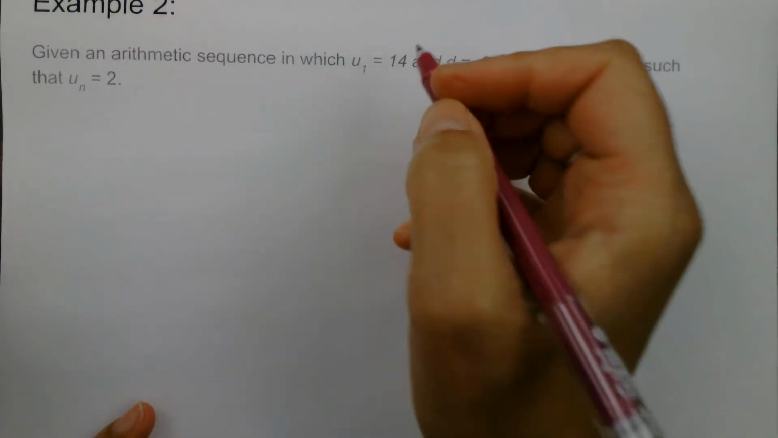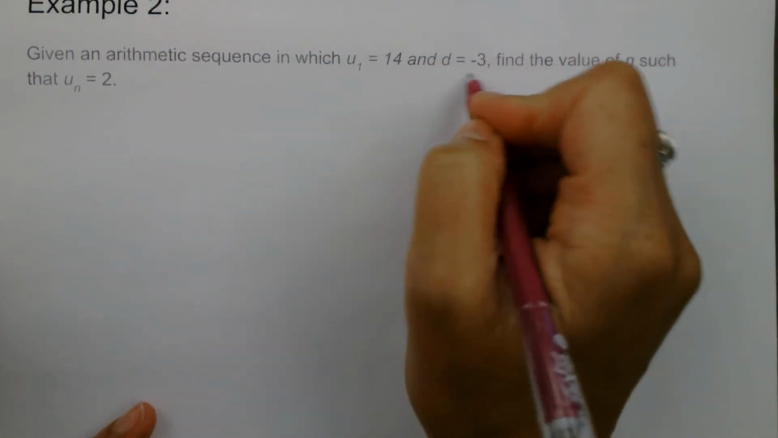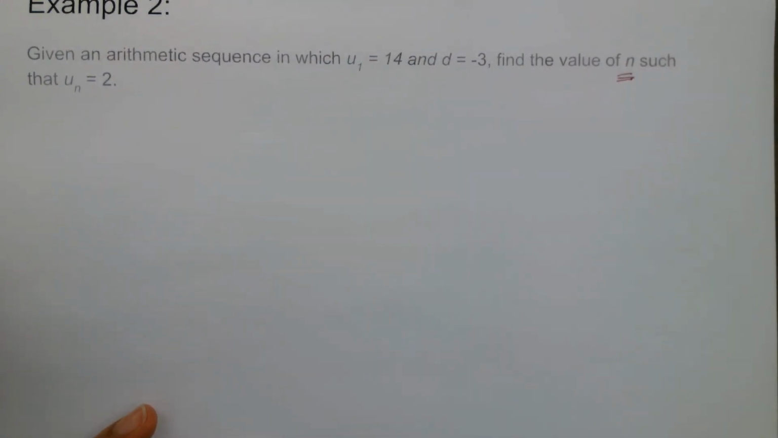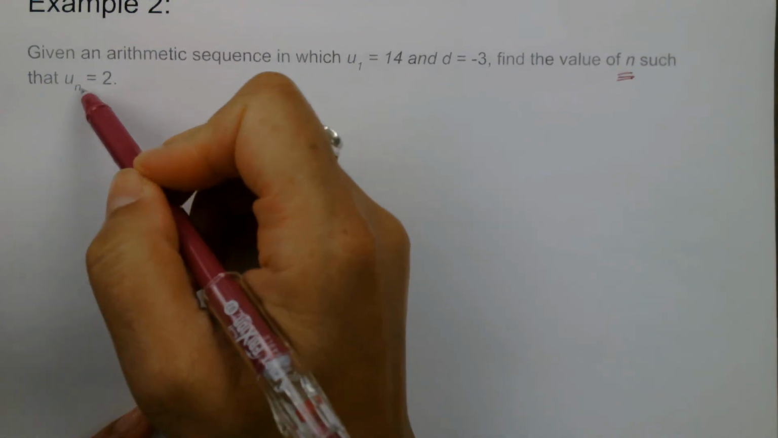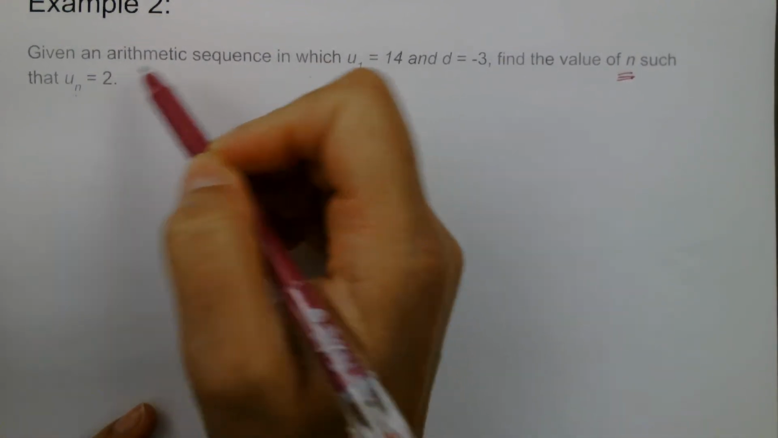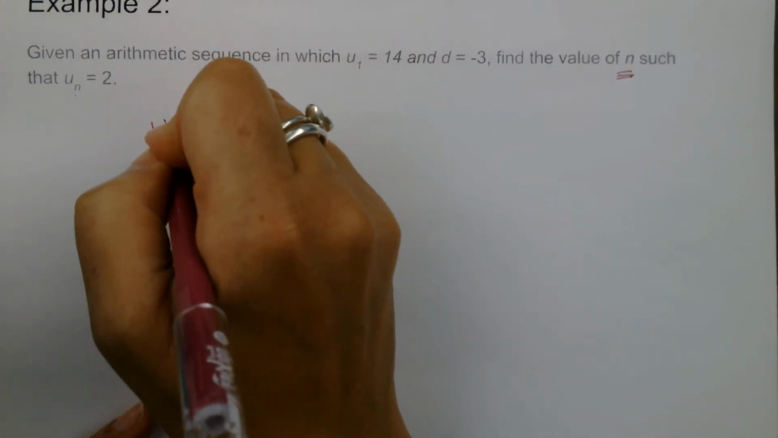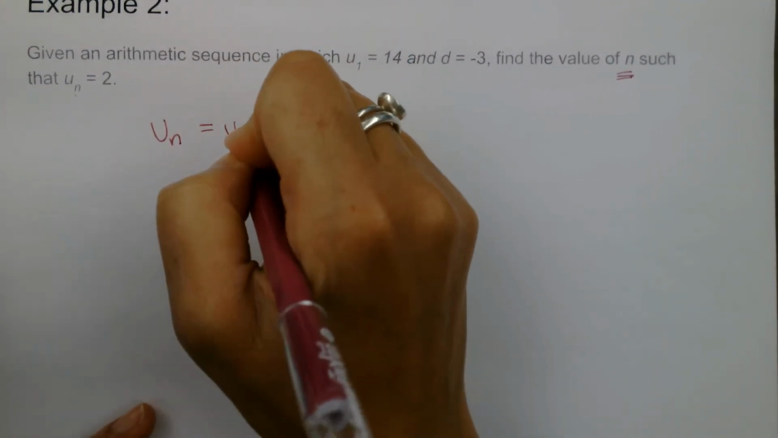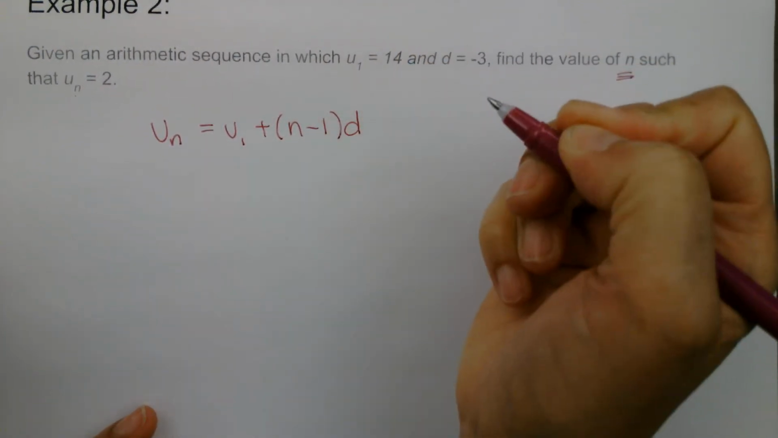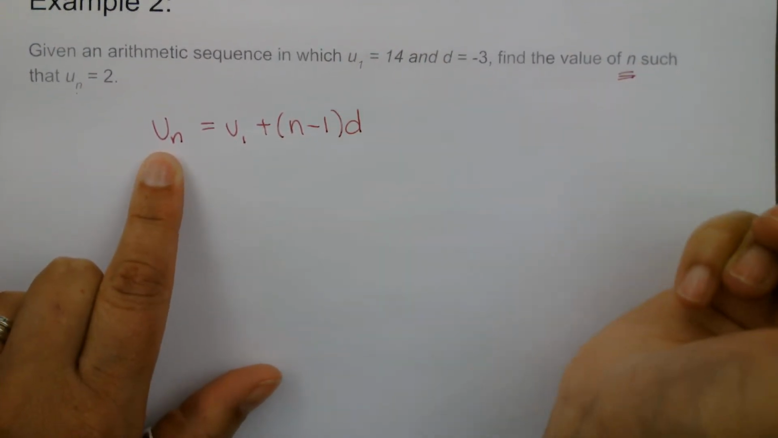So what we have here is we have our first term, we have our common difference, we have to find a missing variable. We also have where we would land. We land at the number 2, so that's our u sub n. So what does that look like? Well, let's use our general form and substitute the numbers in so we can see what the equation looks like. So u sub n, do we have that number?